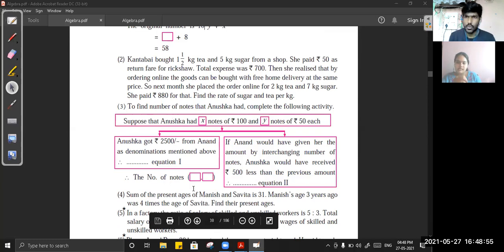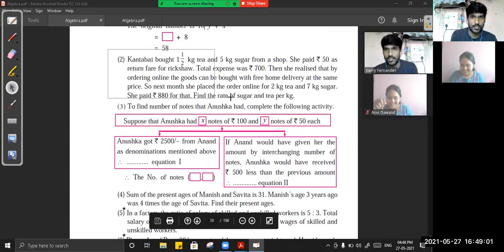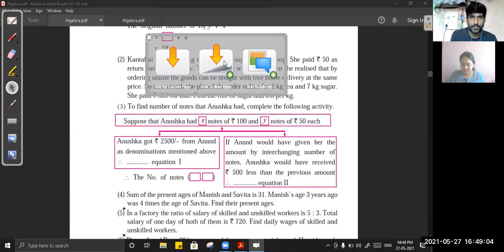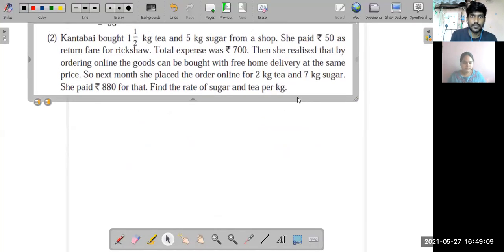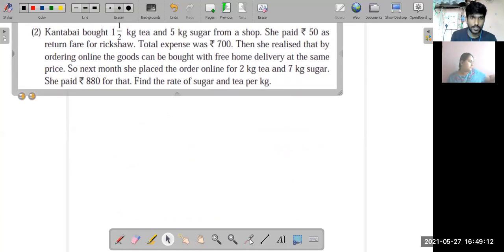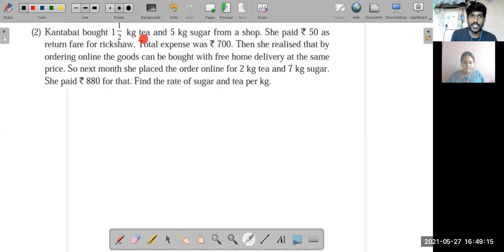Is it lengthy? No, just the question is lengthy. Okay. Understand the question first. Kantabai bought 1.5 kg tea and 5 kg sugar. Okay, so 2 items she purchased, tea and sugar. 1.5 kg tea, 5 kg sugar. She paid 50 rupees as return fare for rickshaw. Total expense was rupees 700.